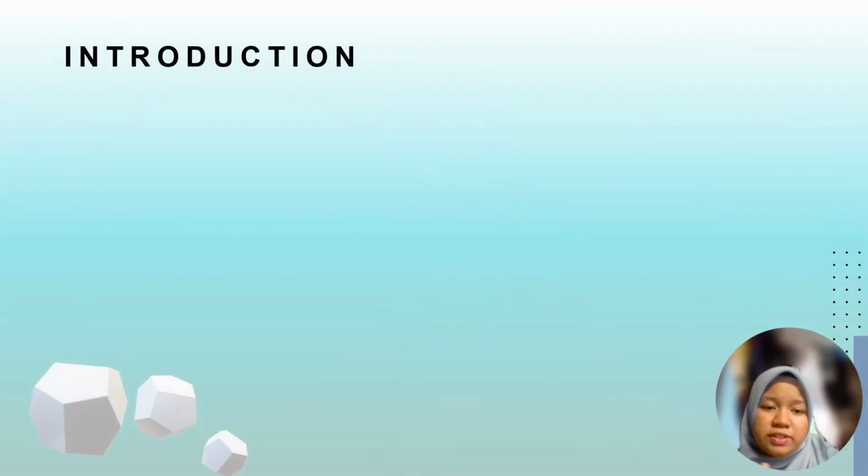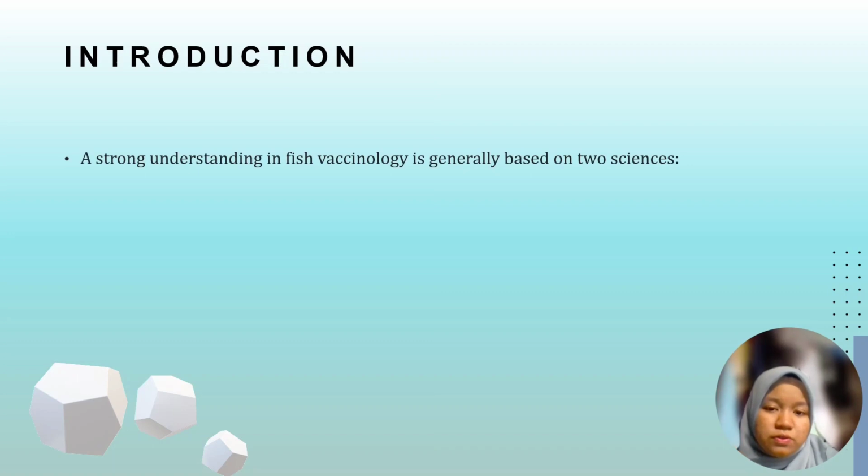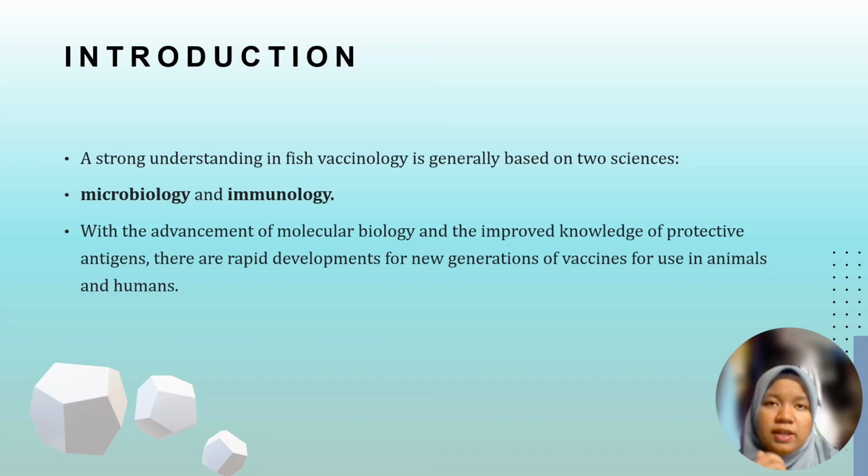So, for the introduction, how does the vaccine itself develop? It requires a strong understanding of fish vaccinology. It is generally based on two main sciences, which are microbiology and immunology. With the enhancement of molecular biology and the improved knowledge of proteins, antigens, and so on, there is rapid development of new generations of vaccine for use in animals and humans. In this presentation, we focus on the aquaculture industry.